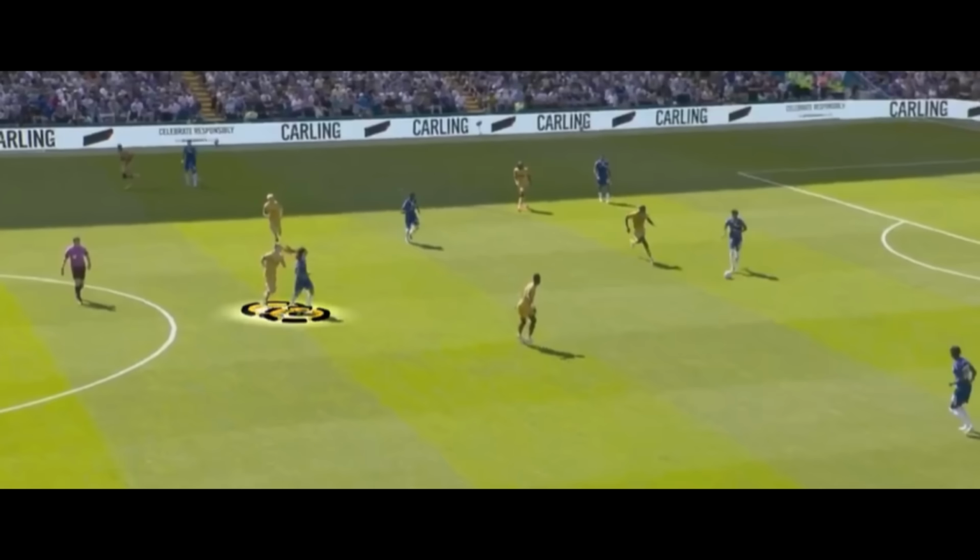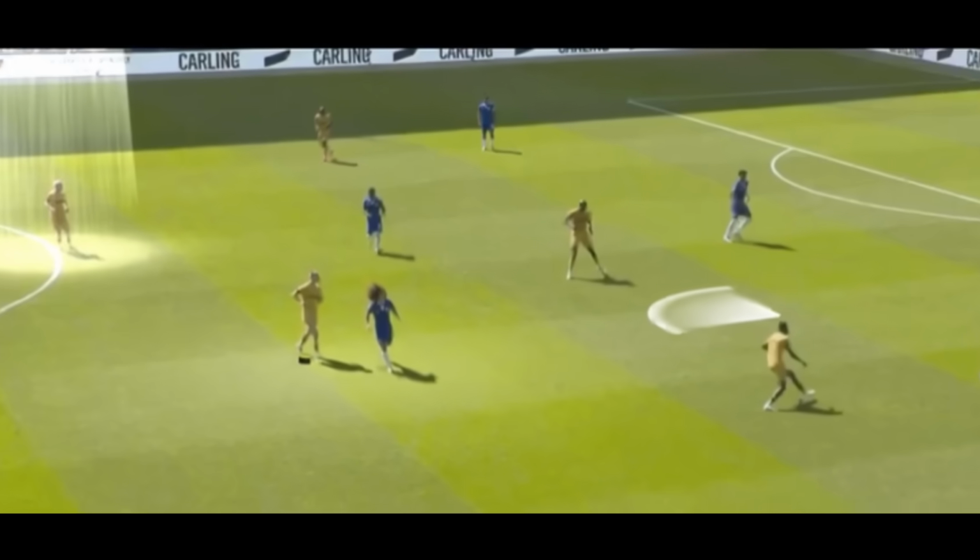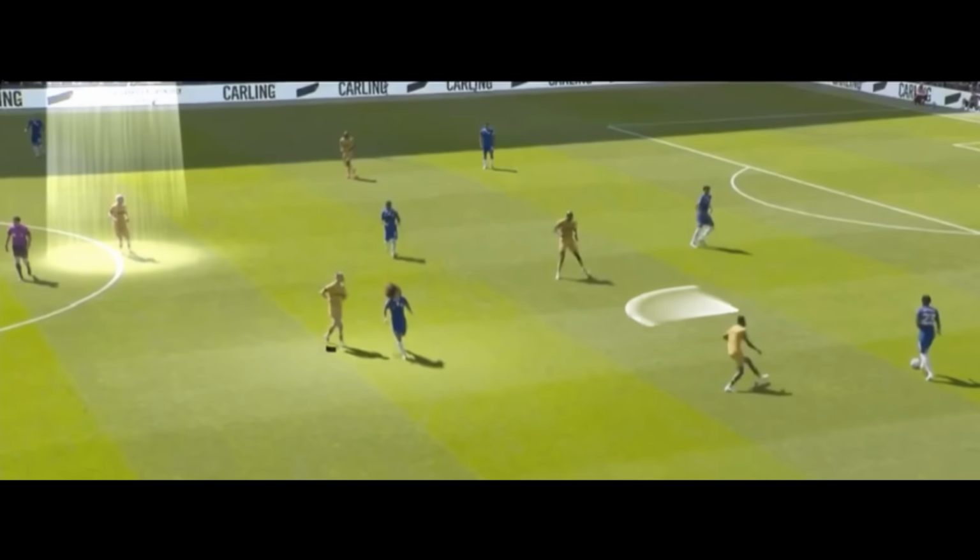The ball is played to Reece James. Reece James is looking to play the ball to Pedro Neto. Neto receives this ball, and you can see immediately he's being pressed. Here, Chalobah receives the ball, and now they understand that Chalobah is receiving the ball and looking to play a penetrative pass in field. Chalobah is looking to play, and look at the position that Hughes is at.